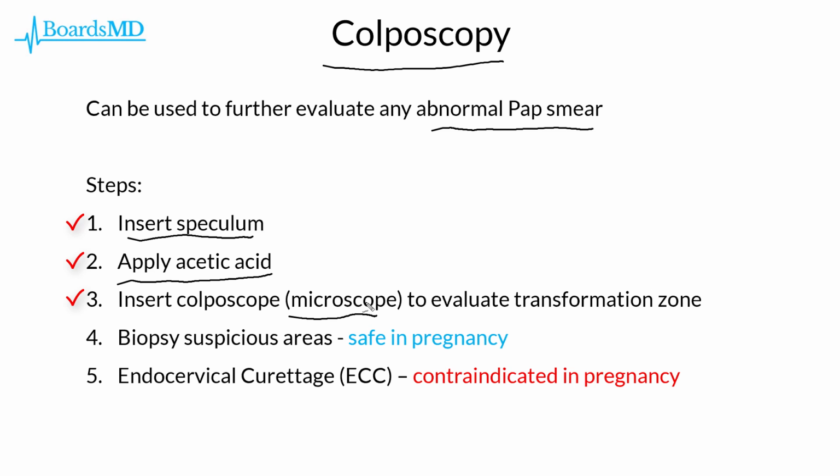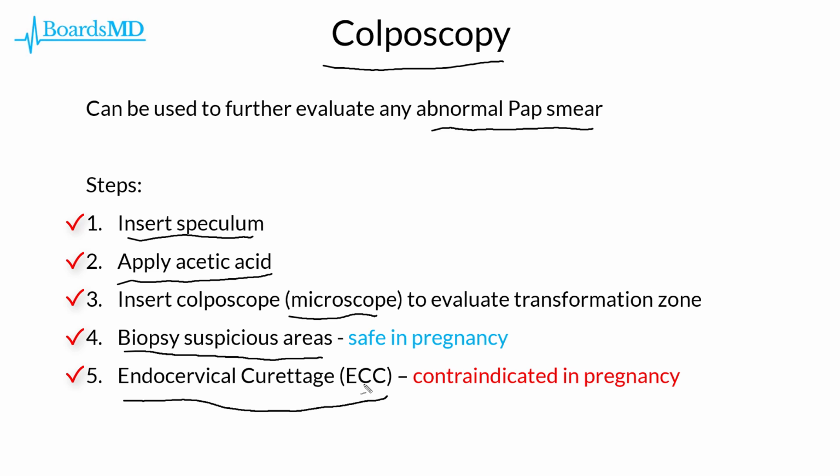We then have 2 options of what we can do next. We can perform small biopsies of suspicious areas that may appear concerning for cervical dysplasia, or we can perform an endocervical curettage, or ECC. We will discuss ECC in more detail in the following slides.